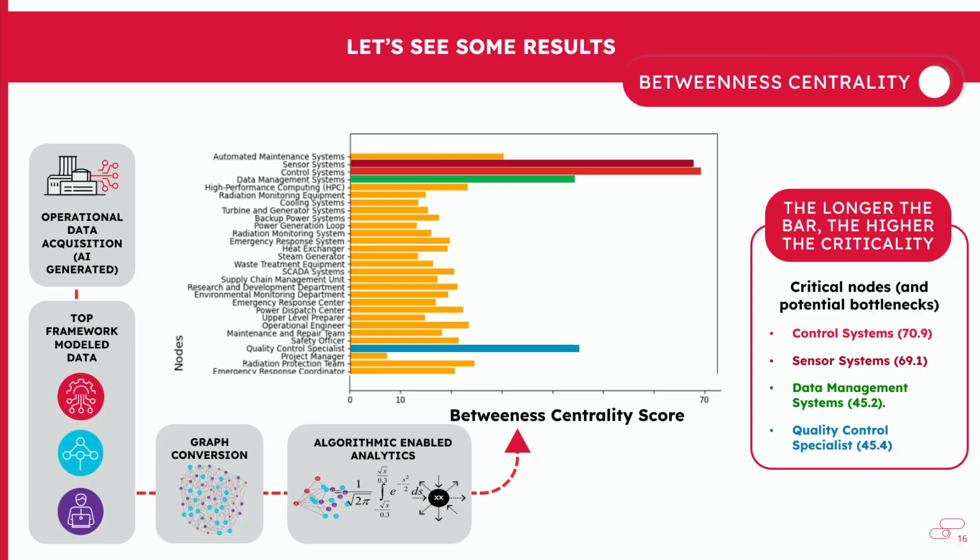Here in this slide, we identified 4 of them, as I said. In dark red, light red, and green, you have technological assets. And in blue, a people entity, meaning a business role. Here we have control system, sensor system, and data management system as far as technological assets are concerned. And you've got a quality control specialist, especially loaded, appearing in blue in the slide.